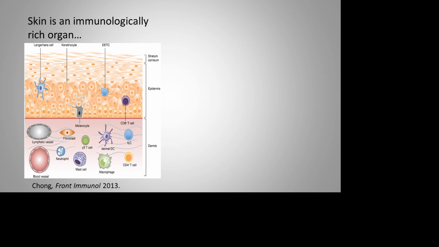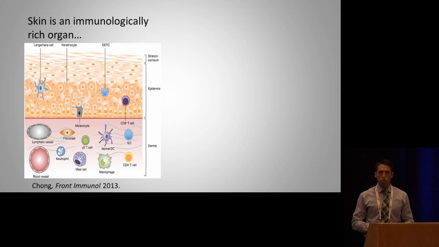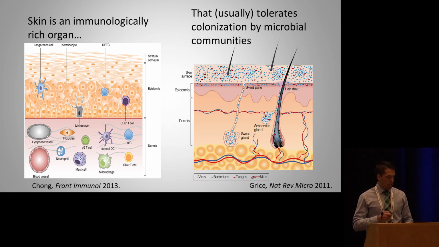I don't think I need to spend too much time stressing this to this audience, but the skin is an immunologically rich organ. There's a variety of cell types in both the epidermis and the dermis that participate in innate and adaptive immune processes, ranging all the way from the keratinocytes that make up the epidermis to cells like macrophages and monocytes and specialized T cell subsets within the dermis. But despite all of this rich immune activity in the skin, we are colonized by dense, abundant communities of microbes and typically reside without any sort of unwarranted inflammatory response to these communities.